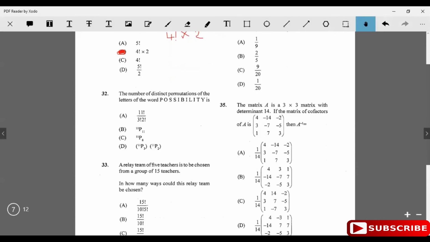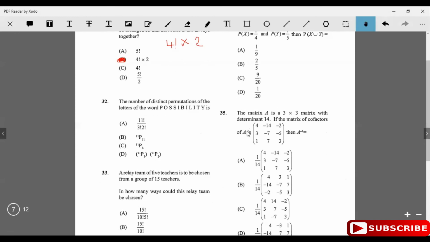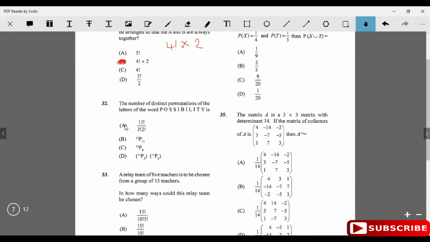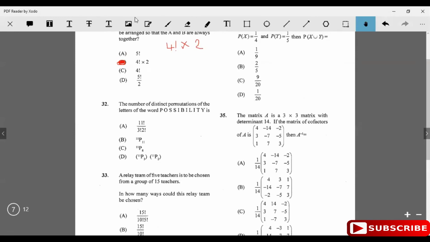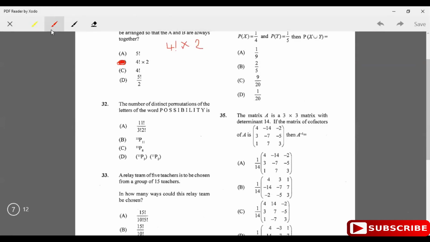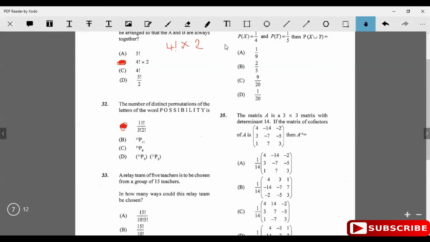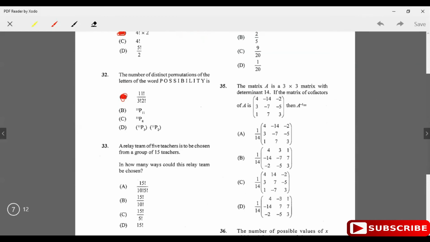All right. And then number 32 is A. Question 32 repeats so many times. This has been repeating since the first time paper 1 came. I don't know why they like that question so much. So that's A.